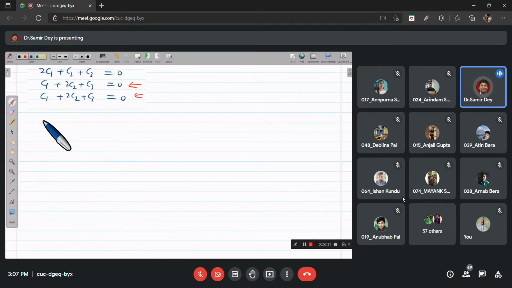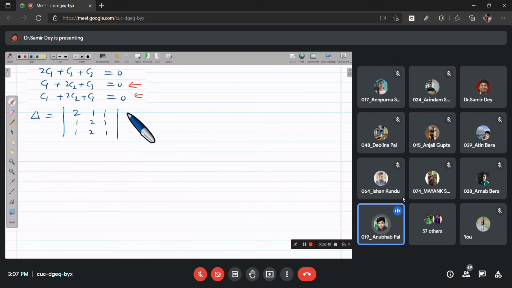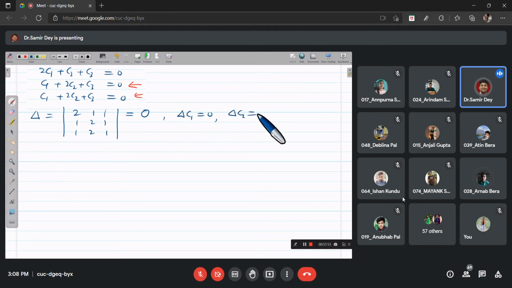So then by Cramer's rule, you have to find the del, isn't it? The determinant of (2,1,1), (1,2,1), (1,2,1). Sir, two rows are the same, so it becomes 0. Yes, write 0. Similarly, already you know it is equal to 0. Del C1 is also 0, del C2 is also 0, del C3 is also 0. Okay, so there exists an infinite solution.